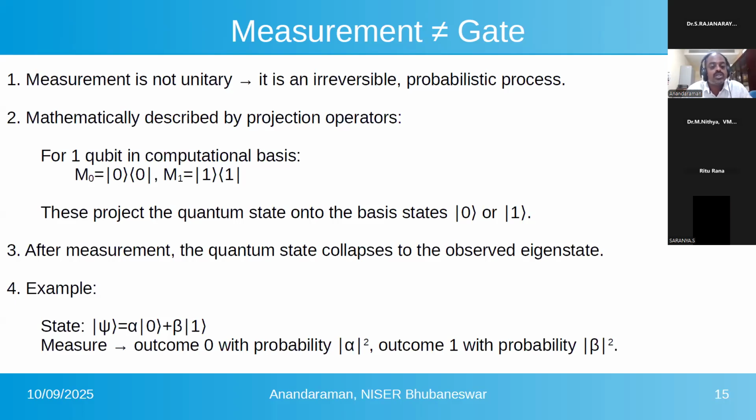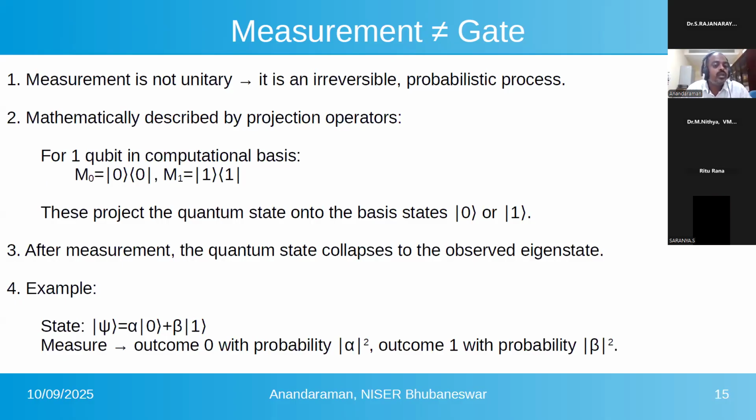That is called measurement. Measurement is not a unitary operator because after measurement, you cannot reverse to the original state. It is an irreversible operation. You cannot reverse it to superposition after measurement. And it is a probabilistic process.